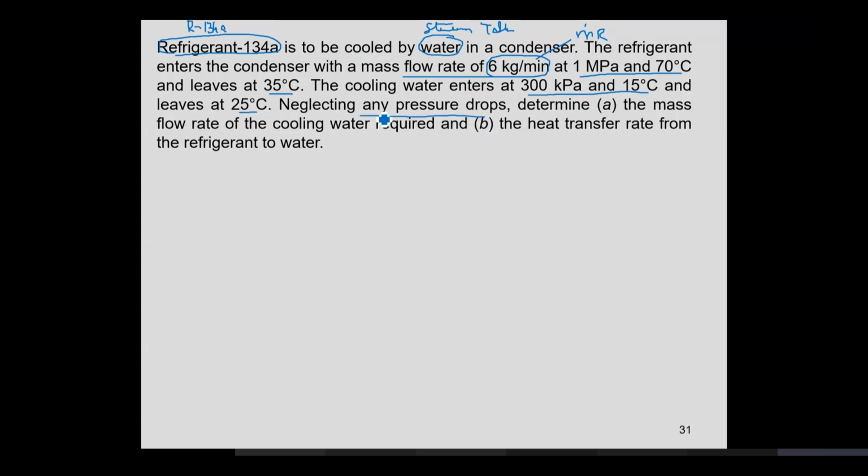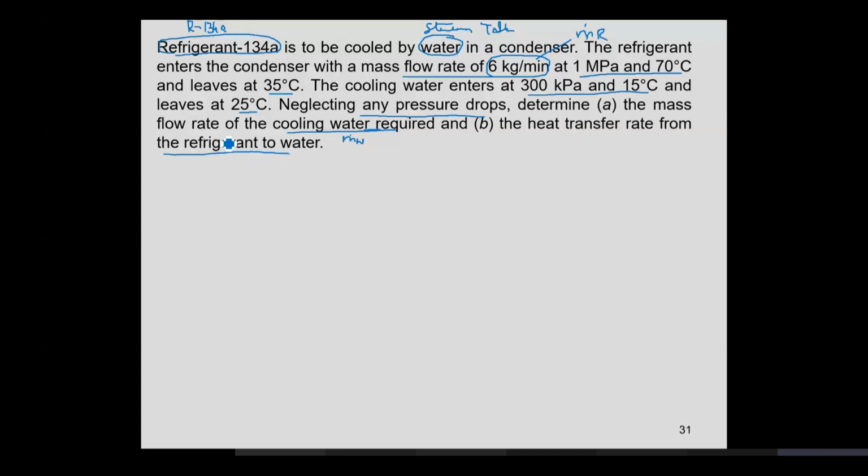Neglecting any pressure drops. That means the refrigerant is leaving at 1 megapascal and the water is leaving at 300 kilopascal. Determine the mass flow rate of cooling water required from the refrigerant. Let's first look at the first part. This is the schematic. We have already seen the schematic, the energy balance, and the mass balance equation.